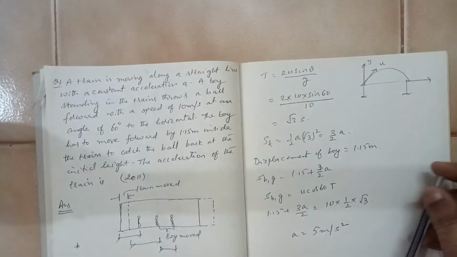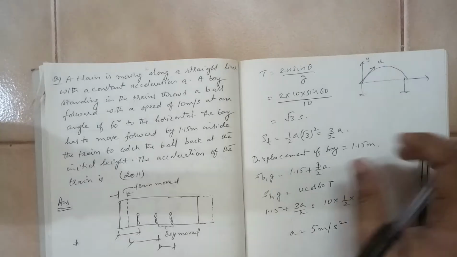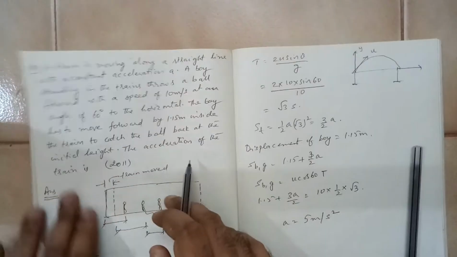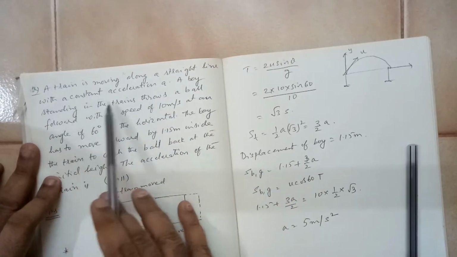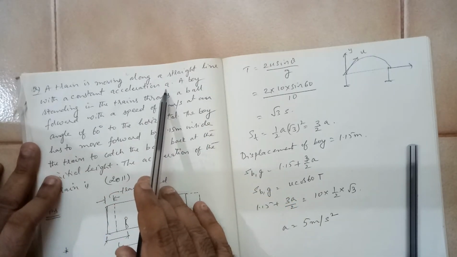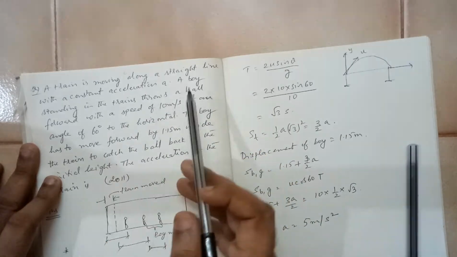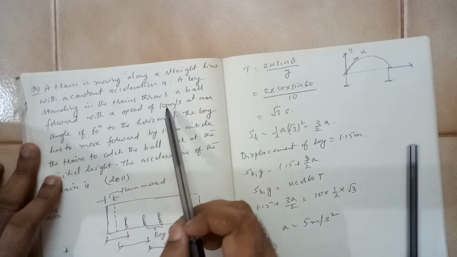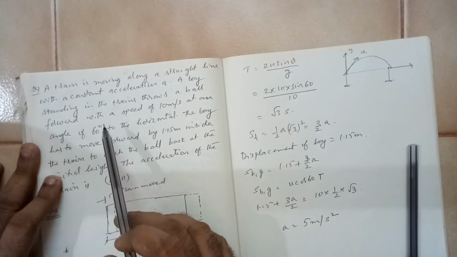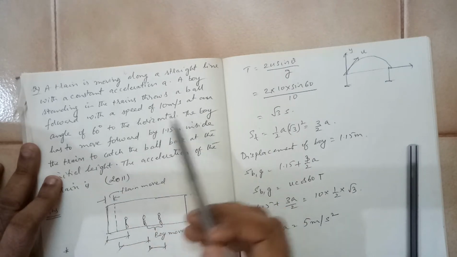Now let us see a previous year JEE question. It's an interesting question. A train is moving along a straight line with a constant acceleration a. Constant acceleration means it's a uniform motion. A boy standing in the train throws a ball forward with a speed of 10 meter per second at an angle of 60 degrees to the horizontal.